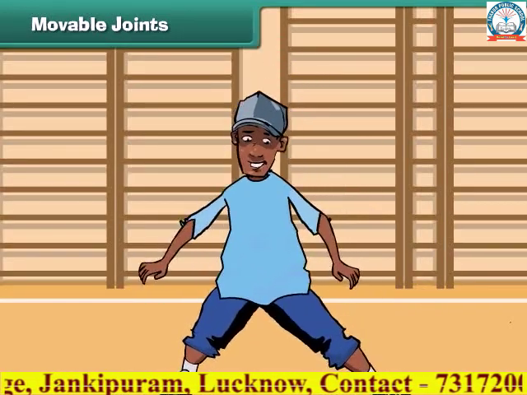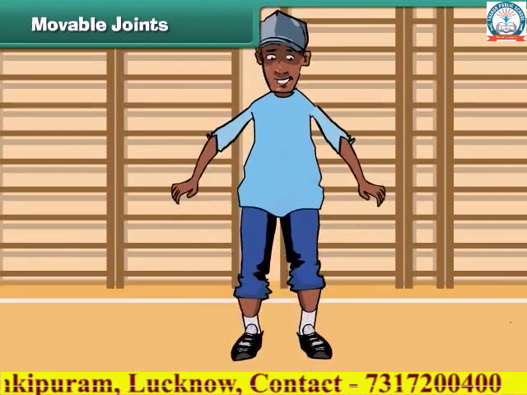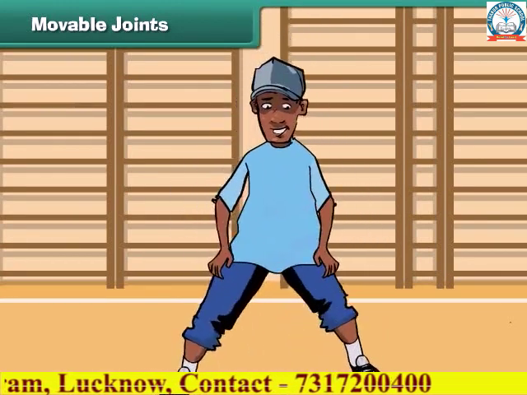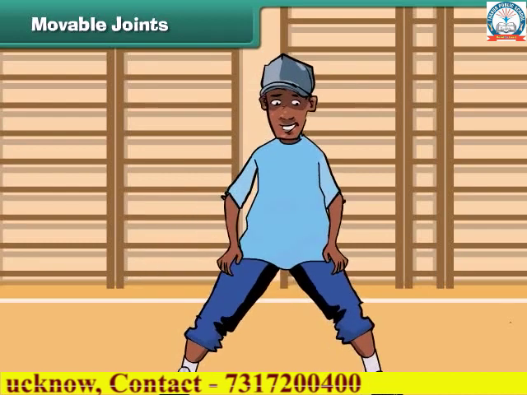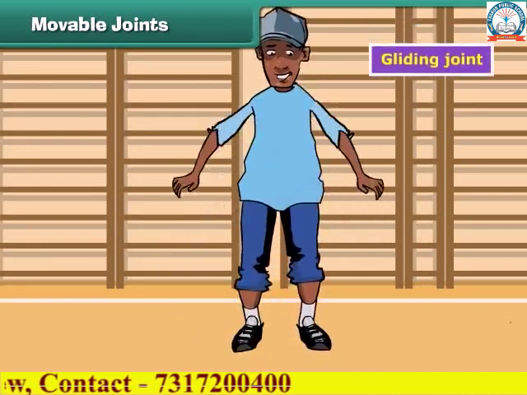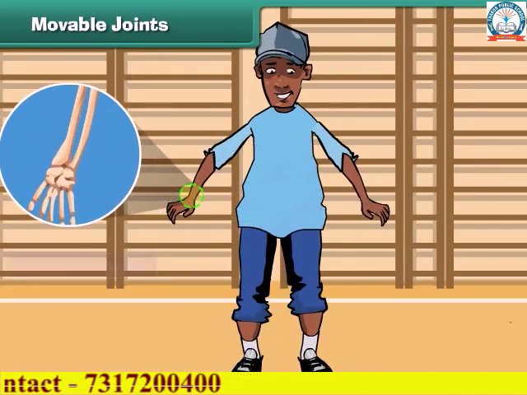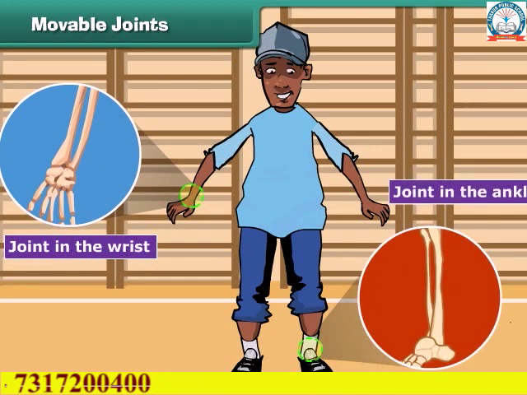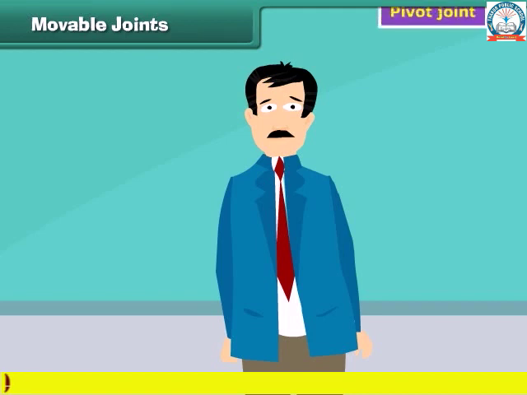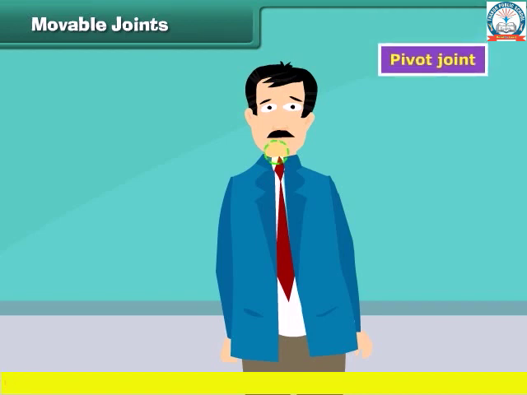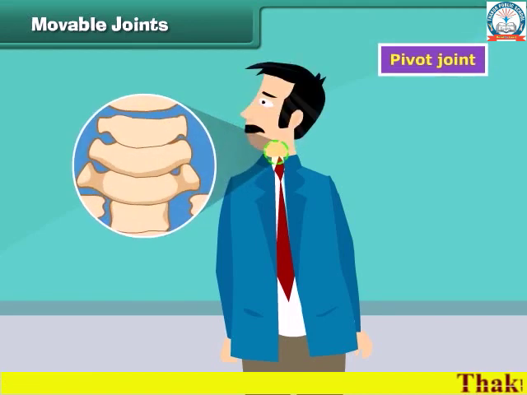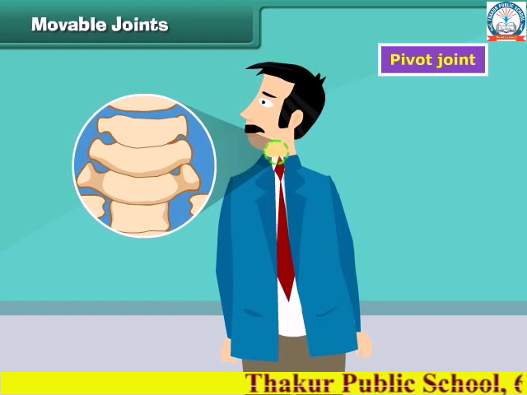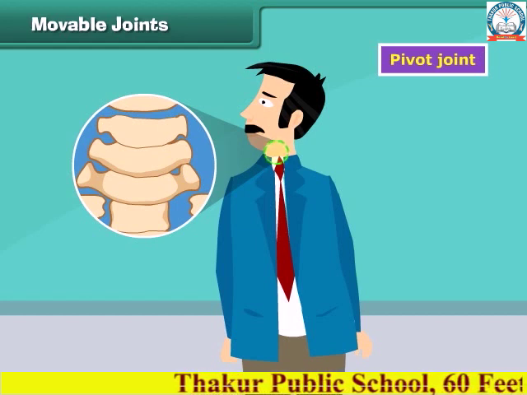Friends, have you ever noticed that we can move our hands and our feet in different ways? The joints which allow such movements are called the gliding joints. Joints in the wrist and the ankle are the examples of these joints. Pivot joint. Our neck allows us to turn our head on both sides. Have you ever thought what makes this possible? This is possible because of the pivot joint.